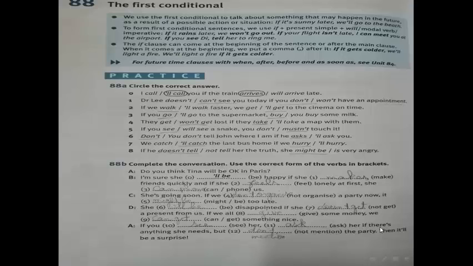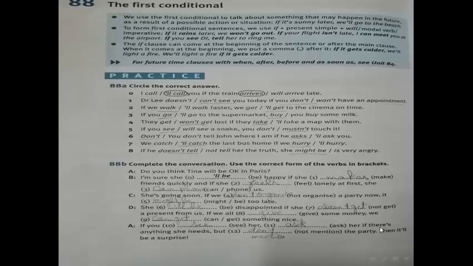And now move to 88B, complete the conversation. Use the correct form of the verbs in brackets. Letter B, I'm sure he will be happy if she makes friends. Number 2, and if she feels lonely at first, she can phone us. This is the first conditional, present simple and can or modal verb plus infinitive. And you can complete the rest of the exercise.